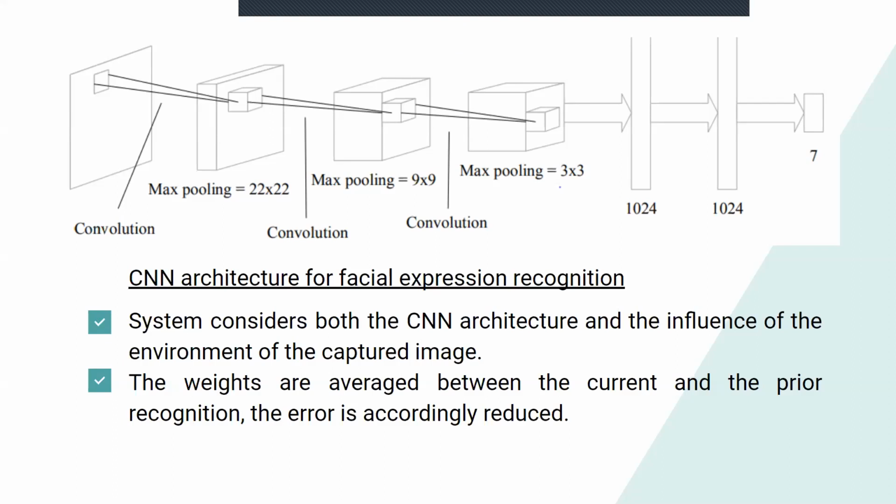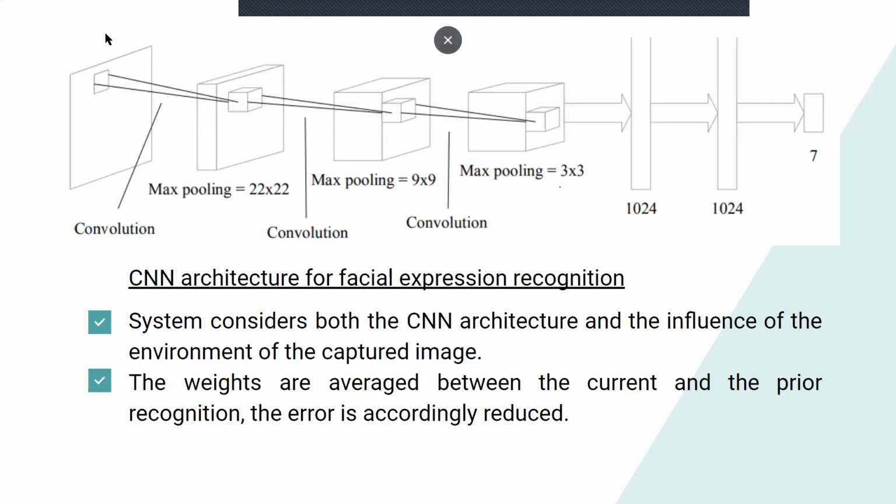The final result is derived from the average of the current recognition result and the previous recognition result, because the system considers both the CNN architecture and the influence of the environment of the captured image. Each image has 7 weights indicating 7 different expressions, which are recorded and averaged with the weights of the previous image. Subsequently, the largest output is regarded as the prediction result. It is worth noting that the proposed average weighting method is used when the weights are produced from the second identification. Because the weights are averaged between the current and the prior recognition, the error is accordingly reduced. The accuracy of the original CNN architecture and the averaging complement each other to enhance the overall performance.